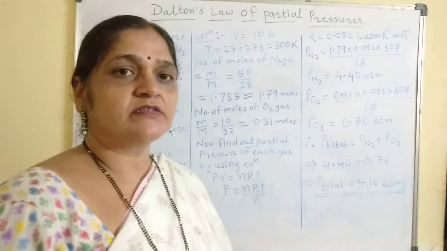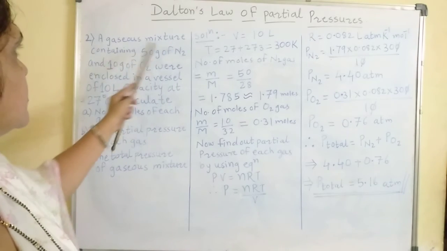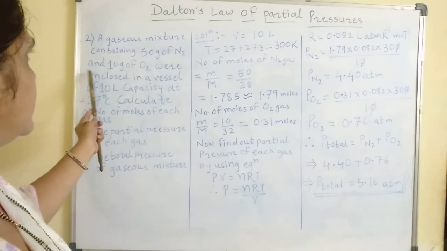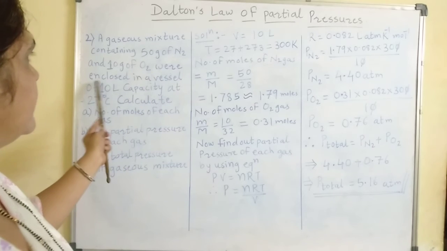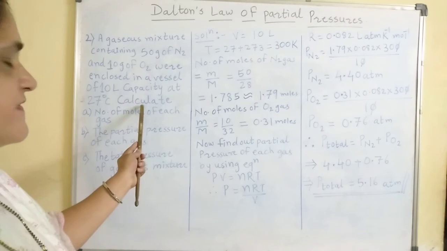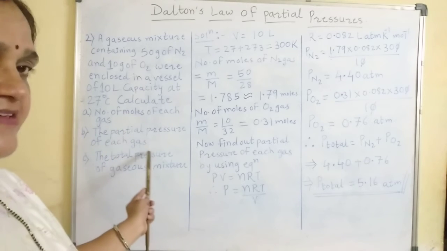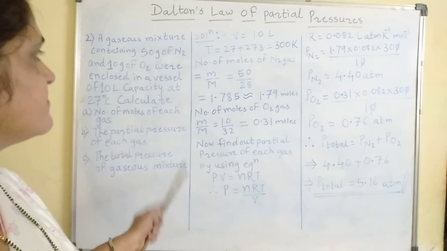Now see student, the second numerical problem we are going to discuss. Here a gaseous mixture containing 50 gram of nitrogen and 10 gram of oxygen was enclosed in a vessel of 10 liter capacity at 27 degrees Celsius. Calculate the number of moles of each gas, the partial pressure of each gas and the total pressure of the gaseous mixture.